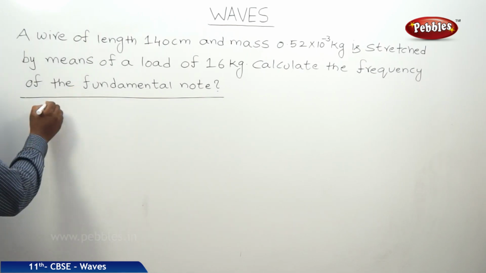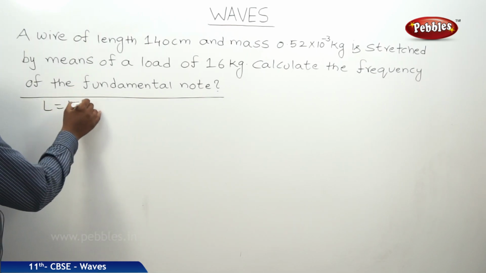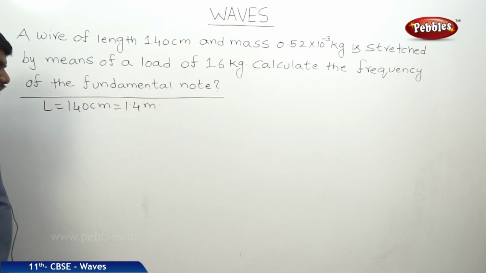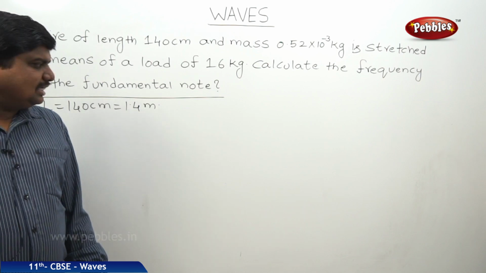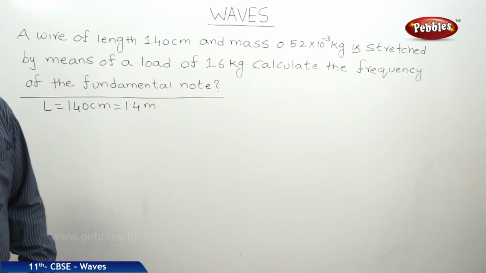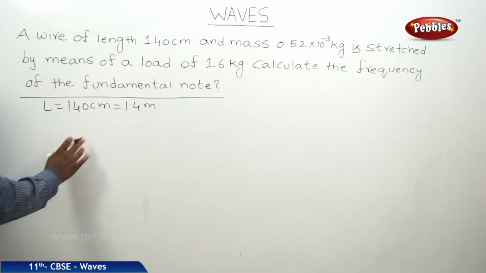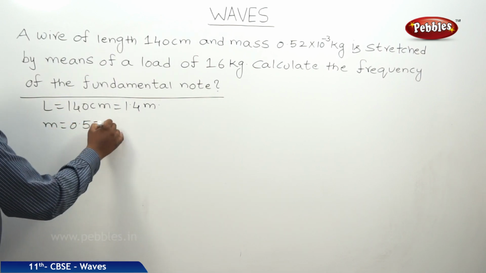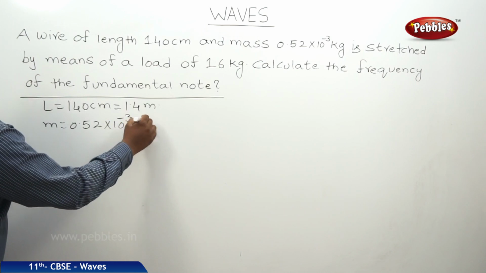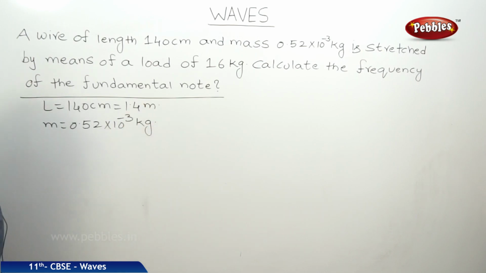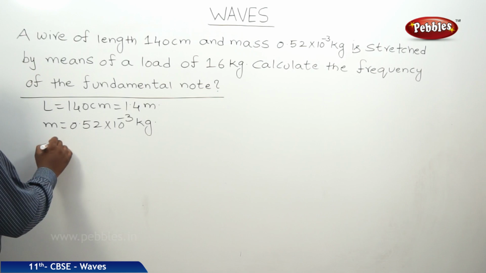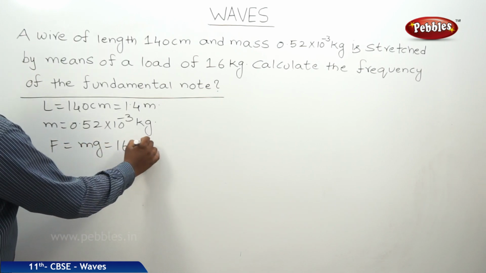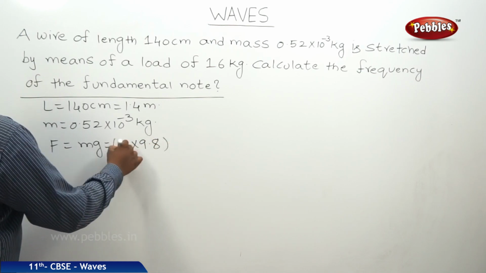So, length of the wire is 140 centimeters. We can write this one as 1.4 meters because we should keep the units of a physical quantity in the same system. So, mass is 0.52 into 10 to the power of minus 3 kg. Load F is equal to mass into g, therefore it is 16 into 9.8.